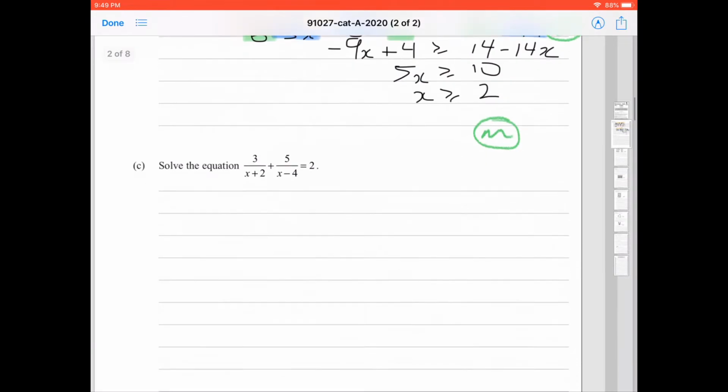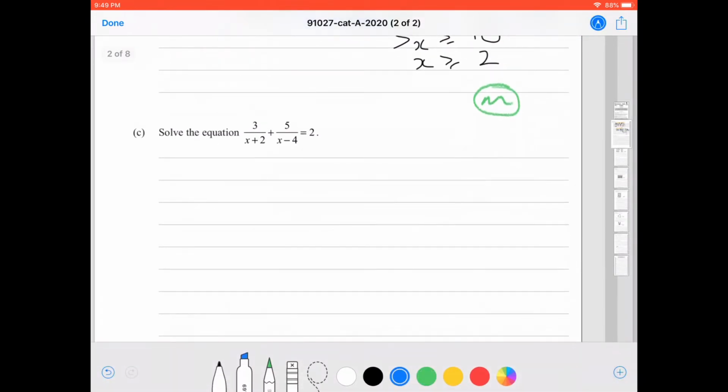Sweet. Moving on to question 1c, we've been asked to solve the equation 3 over x plus 2 plus 5 over x minus 4 is equal to 2. So 3 over x plus 2 plus 5 over x minus 4 is equal to 2.